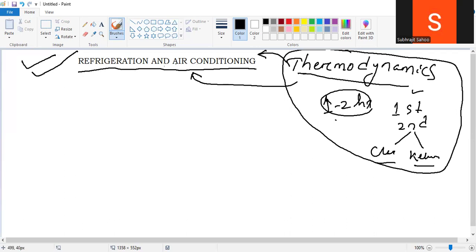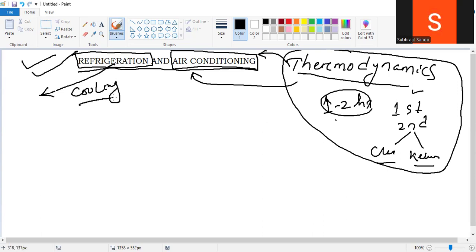Refrigeration and air conditioning. Observe, two parts are there. The refrigeration part is separate, and the air conditioning part is separate. The meaning of refrigeration is cooling. In simple words, cooling. Air conditioning also involves cooling the air. Air conditioning clearly mentions air. Air conditioning means we are cooling the air.